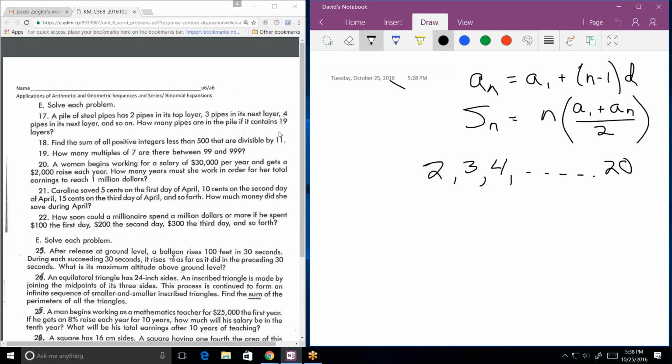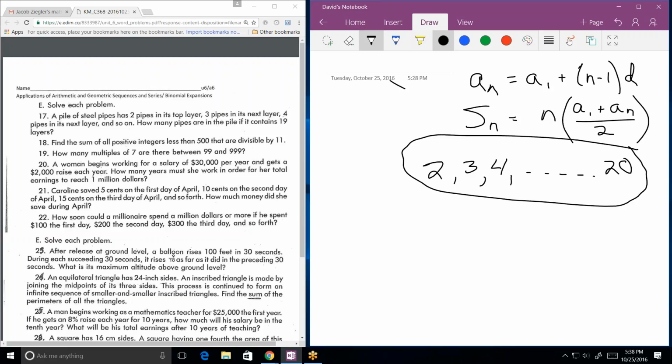You see why? Yep. In other words, the first layer is not 1 pipe. It's 2. So the 19th layer is not going to be 19, but 20. Now, our goal is to figure out the sum of that.